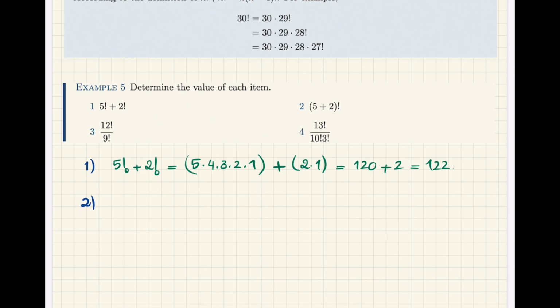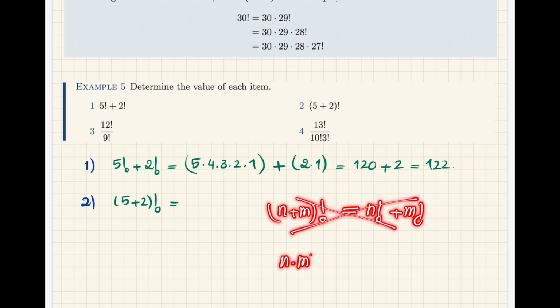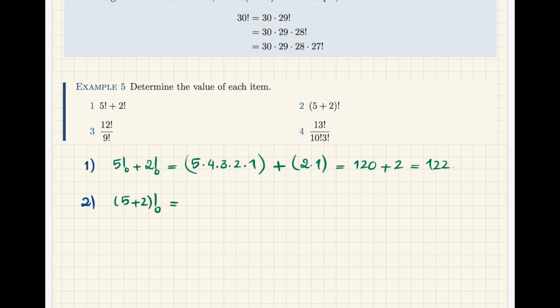Okay? And then, somehow I thought that some students might make mistakes. If I ask you to calculate this, you are not allowed to write, for example, that (n plus m) factorial is equal to n factorial plus m factorial. That is wrong. Even (n times m) factorial is not equal to n factorial times m factorial. That is also wrong.